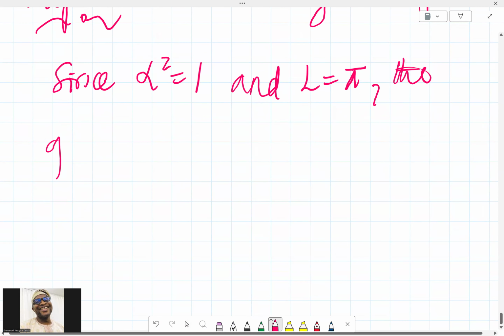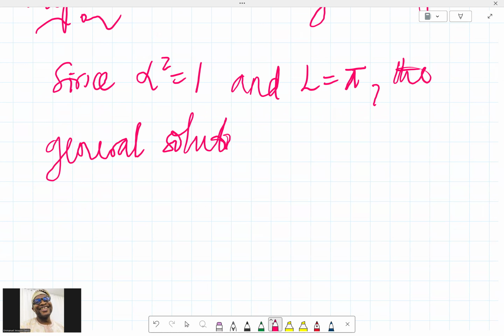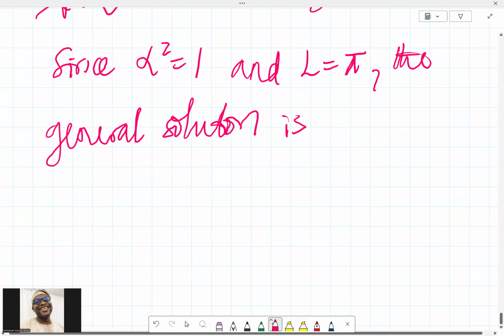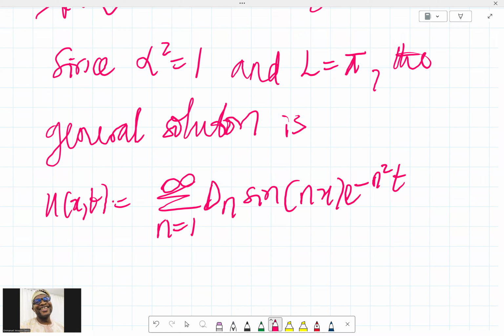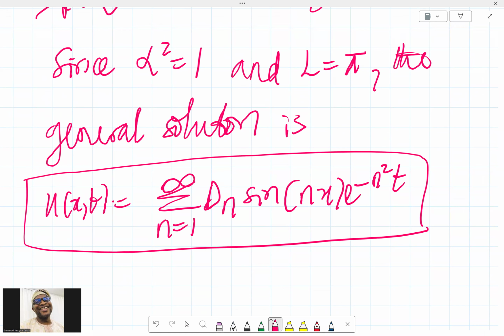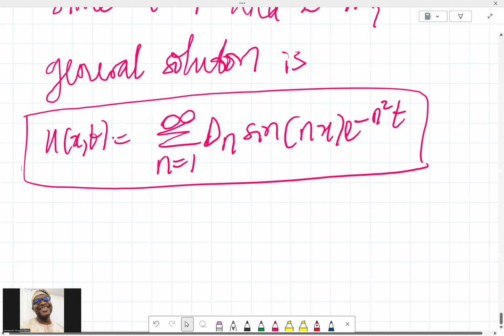Because we've done that before, but if you have this one on its own, you have to go through all the steps we have done. So the general solution is u of x comma t is equal to summation from n equals 1 to infinity of dn sine nx e raised to the power minus n squared t. So it's just what we got before, applied to this specific situation because alpha squared is 1 and L is pi.